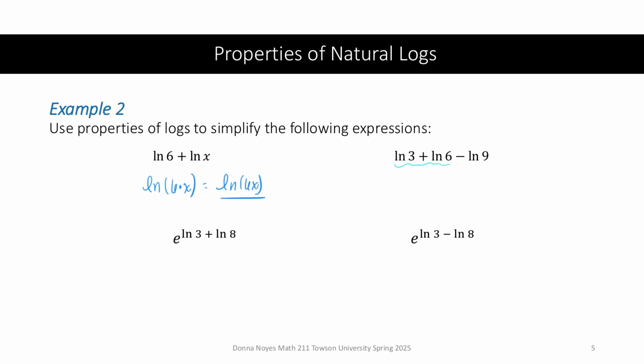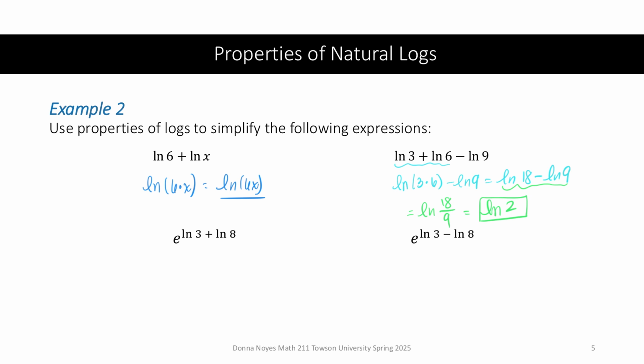Well, what I'm going to say is let's do it one step at a time. We know that addition came from multiplication, so this would be the natural log of 3 times 6 minus the natural log of 9, or the natural log of 18 minus the natural log of 9. From there, we know that the subtraction part is division. So this really is the natural log of 18 divided by 9, and 18 divided by 9 is just 2. So this whole expression reduces down to just the natural log of 2.